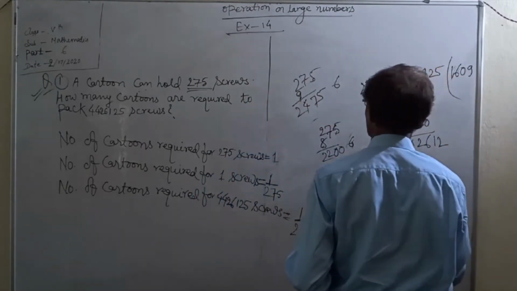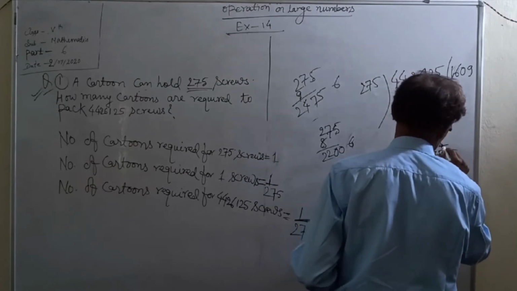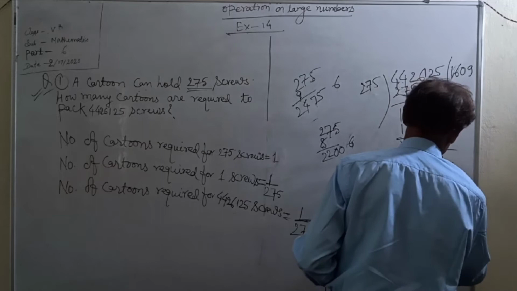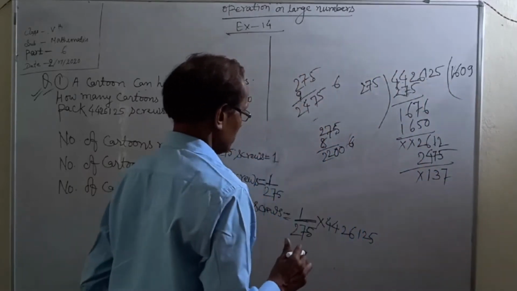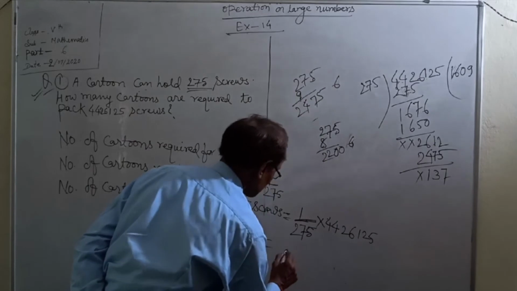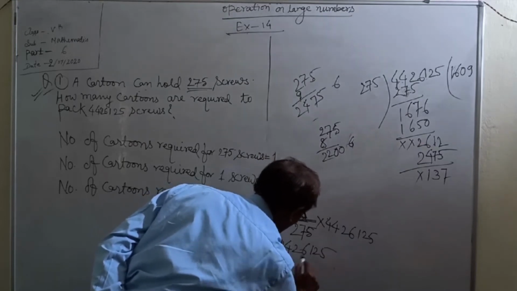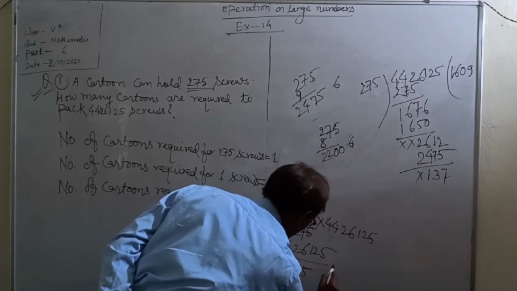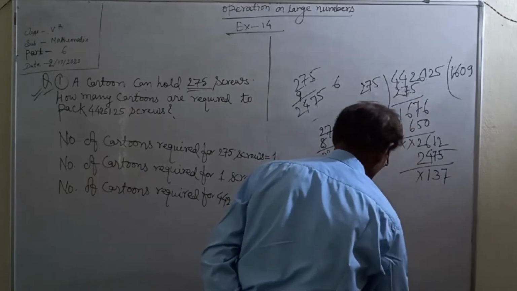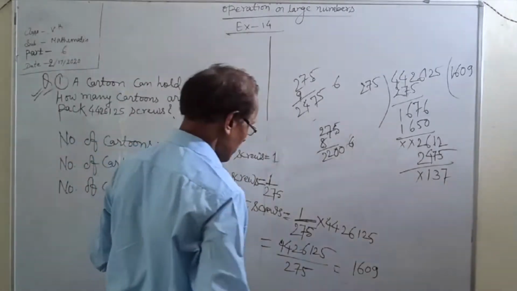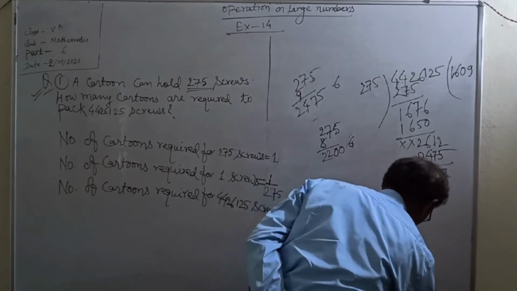Again use 9, 2475. After subtraction we will get the remainder. Now 4426125 divided by 275 is equal to 16,09. What are we finding out? The number of cartons. So the number of cartons is equal to 16,09 cartons.